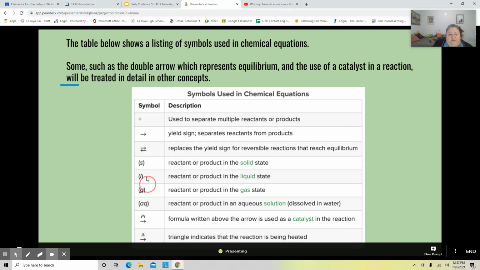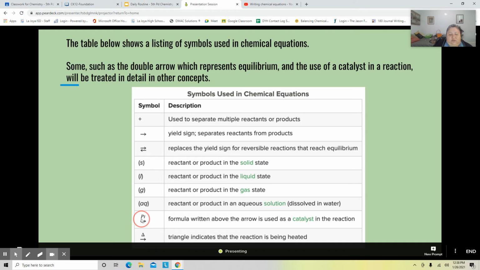The next 4 we've already talked about, but I'm going to talk about them anyways. If you see S in parentheses, either a reactant or a product is solid. If you see an L in parentheses, either your reactant or your product is in the liquid state. If you see a G in parentheses, either your reactant or your product is in the gas state. And if you see AQ in parentheses, a reactant or a product is in an aqueous solution, which just means that it's dissolved in water.